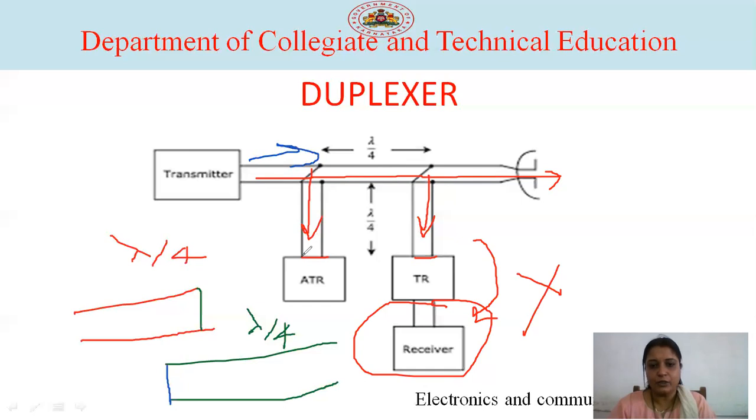Therefore here it is short circuit, means here it is open. Here it is short circuit, means again here it is open. Here these two points are not connected. Therefore the energy will flow continuously here.